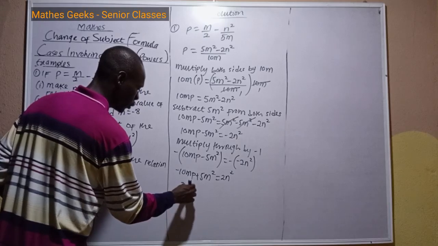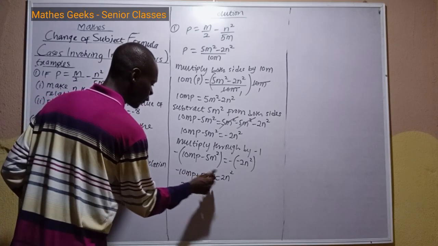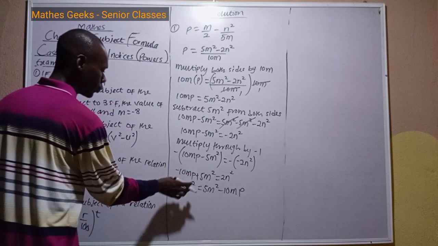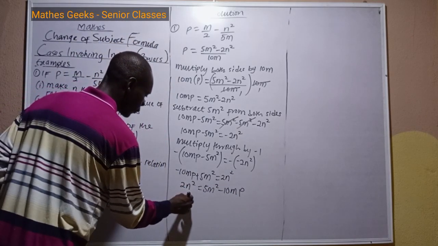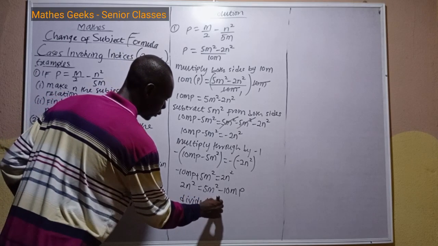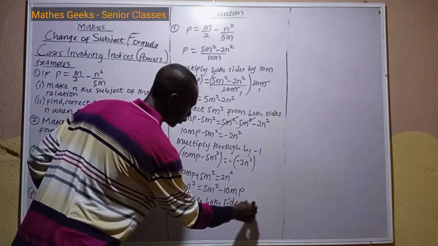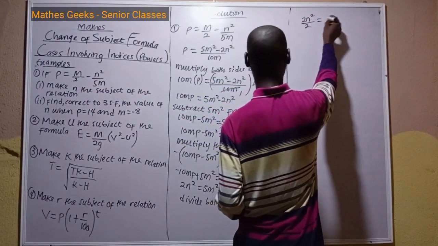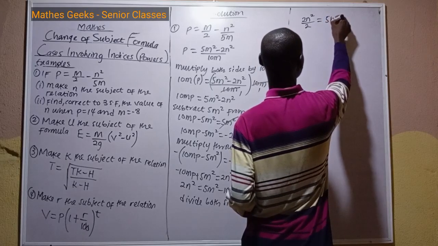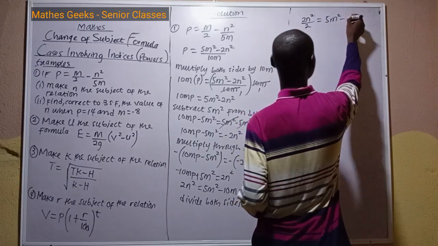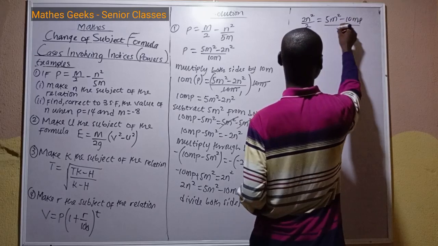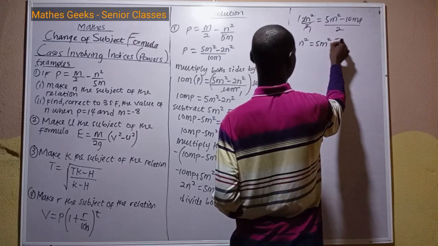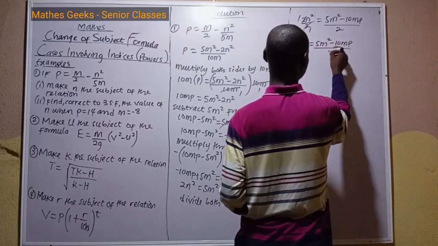So if I write it the same, 2n squared is equal to, write some first, 5n squared minus 10np. So eliminate 2, divide both sides by 2. So 2n squared over 2 is equal to 5n squared minus 10np over 2. So n squared equals 5n squared minus 10np over 2.